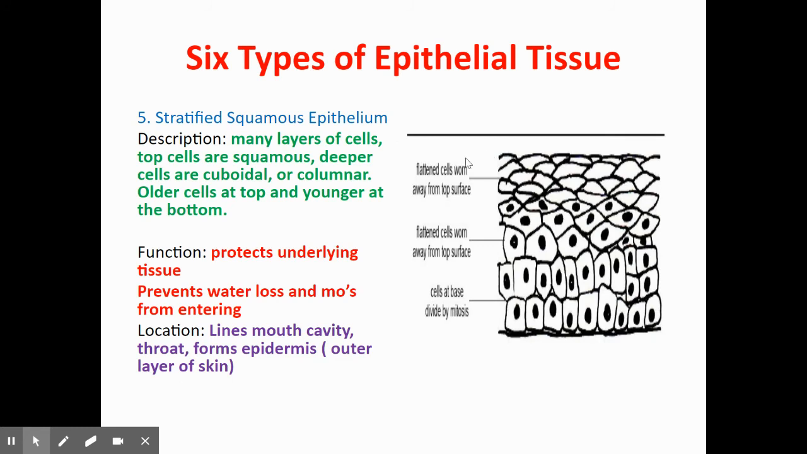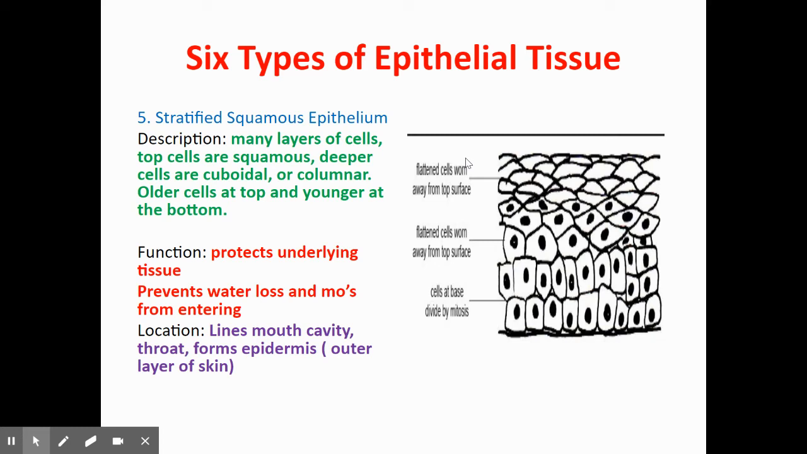All right, we're going to go ahead and move on to stratified squamous. So stratified, once again, is multiple layers. Squamous means our cells are basically going to look smushed, are going to look flat. So stratified squamous epithelial tissue. This is the tissue that forms the outer layer of your skin. And this is also the type of tissue that's going to line your throat and your mouth.